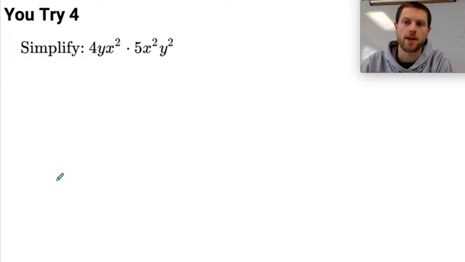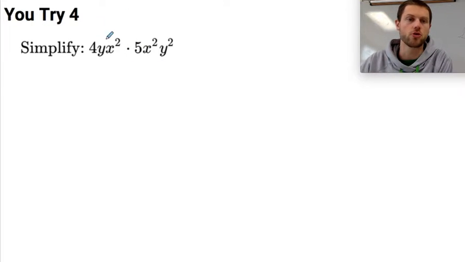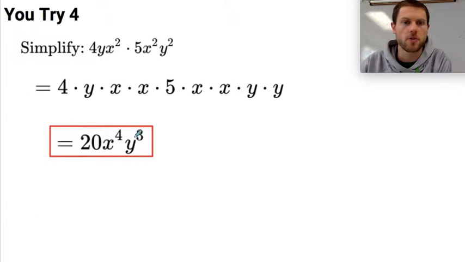Why don't you try one that's kind of like it? If you need to go back and rewatch those steps from before, please do so. But pause the video when you're ready to try and resume when you're ready to see the answer. This one comes out to be 20x to the 4th, y to the 3rd. Check out this solution if you need to look it over.